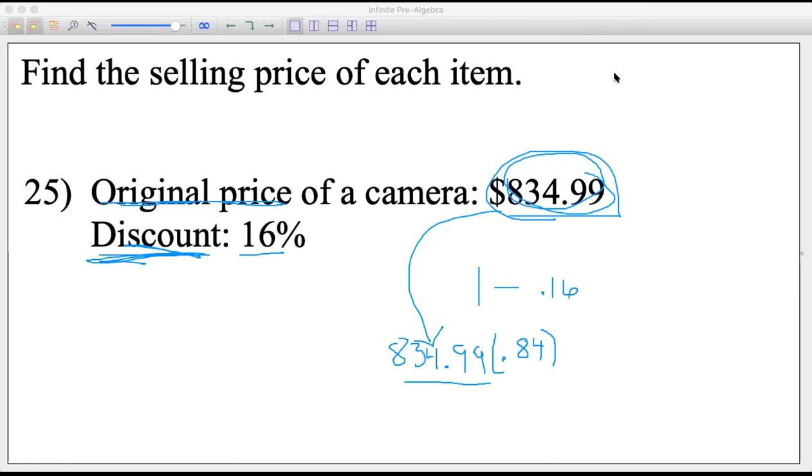Whatever you get when you get the answer, that's it. Whatever you get is the answer.